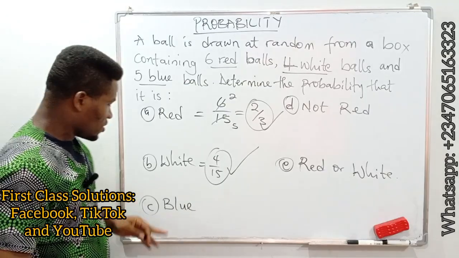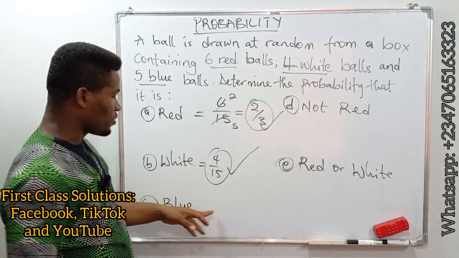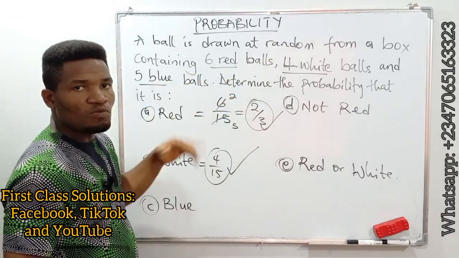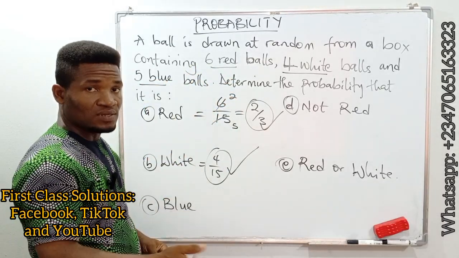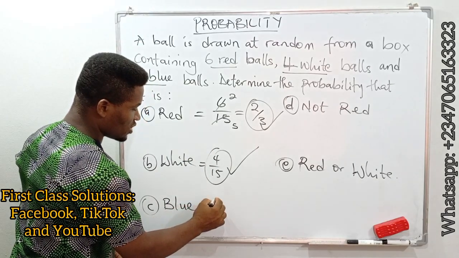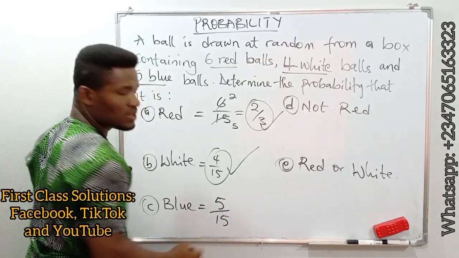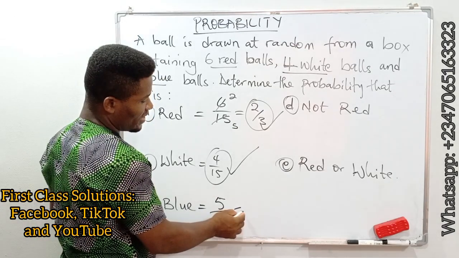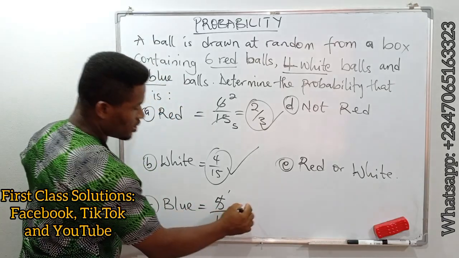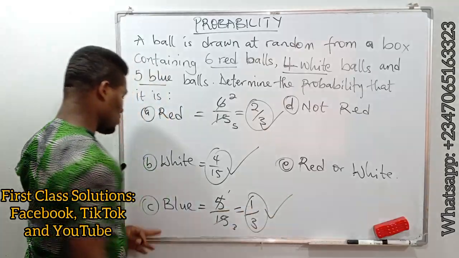Going for blue, the probability that the ball drawn is blue, the number of possible outcomes for blue is 5. The number of total outcomes is 15, just the way we got for the others. So the probability that the ball drawn is blue is 5 over 15. This is divisible further, where 5 goes into 5 one time and into 15 three times. So the probability of a blue ball is 1 over 3.